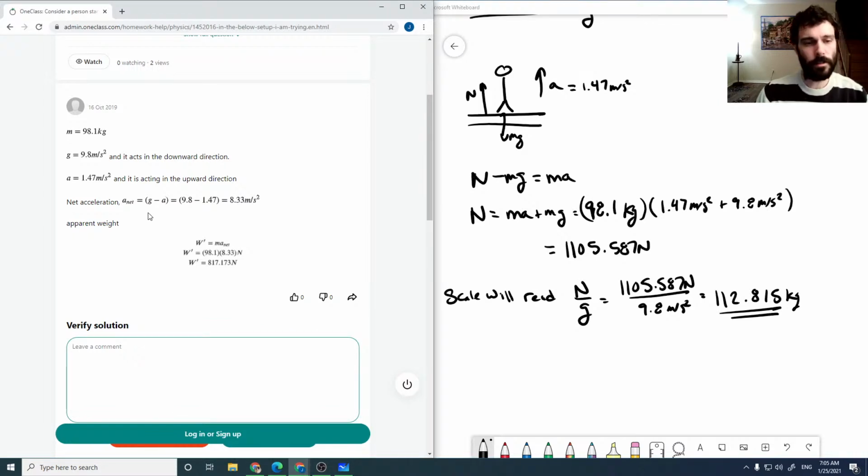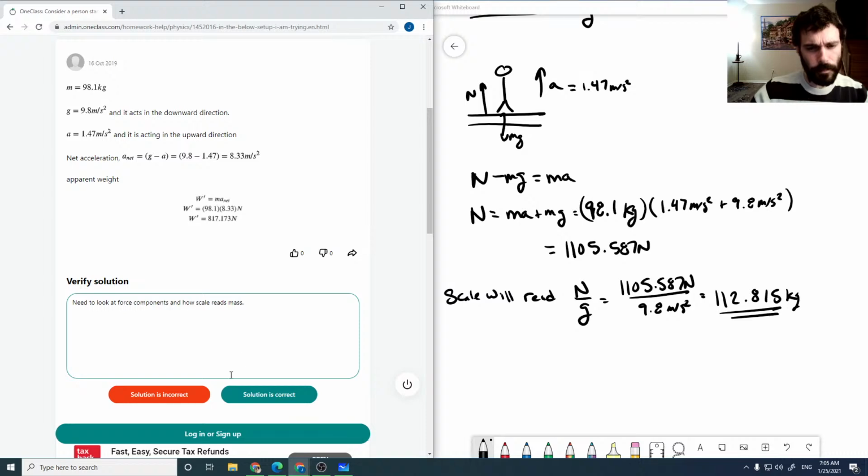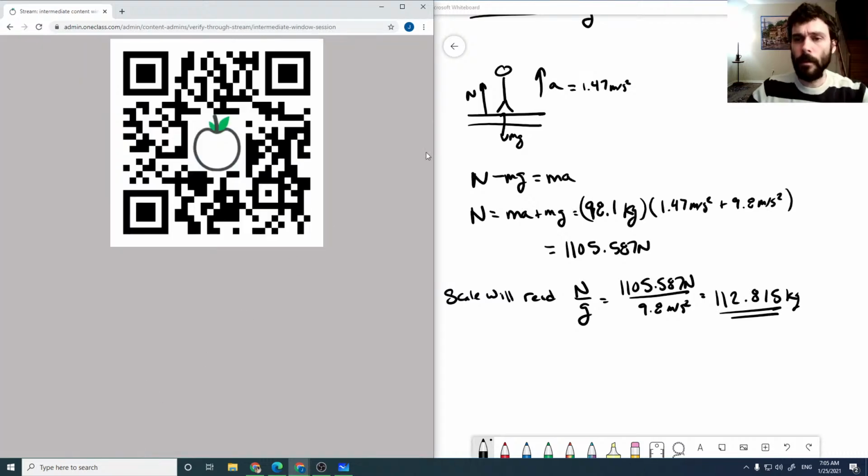And the best way to do it is just to break the components down as opposed to trying to find a net acceleration. I don't actually know how to look at force components and how a scale reads mass. So I'm just going to do that.